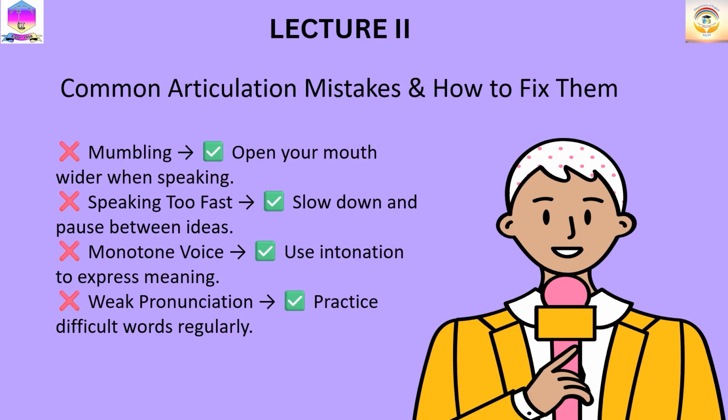And the third one is the monotone voice. Monotone voice always bores the audience. It goes at only one pitch. So you have to use the intonation, the tone, the rising and falling in your sentence to express the meaning. And the last element is about weak pronunciation. Practice difficult words regularly to avoid weak pronunciation.